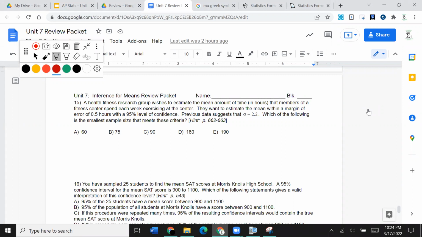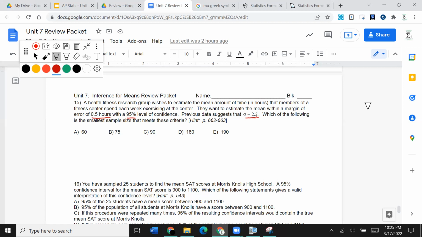But 15: a health fitness research group wishes to estimate the mean amount of time in hours that members of a fitness center spend each week exercising at the center. They want to estimate the mean with a margin of error of 0.5 hours with a 95% level of confidence. Previous data suggests that the population standard deviation is 2.2. Which of the following is the smallest sample size that meets these criteria? So let's talk about what the margin of error is.